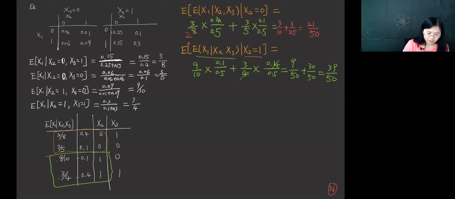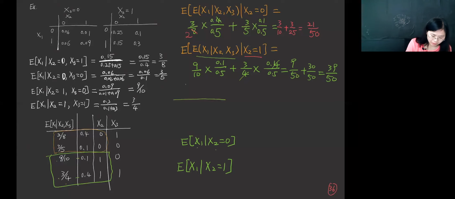So this is calculating the left-hand side of the law of iterated conditional expectation. To calculate the right-hand side, that is, to calculate the expected value of x1 given x2 equals 0, and the conditional expectation of x1 given x2 equals 1, we just need to figure out the marginal distribution of x1 and x2, which can be described in a two-way table.